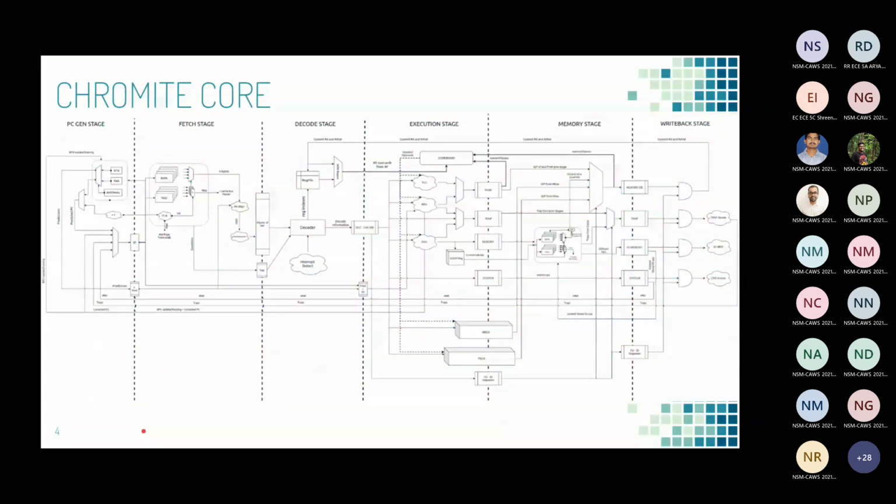So this is the overall microarchitecture of the Chromite core. This is a 6-stage in-order processor. Your typical 5 stages are fetch, decode, execute, memory, and write back. We have an additional stage, which is a PC gen stage, where we have the branch predictor and whose primary function is to generate the next program counter, which your fetch stage will process. We will be going through each of these stages in detail over the next 1 hour.